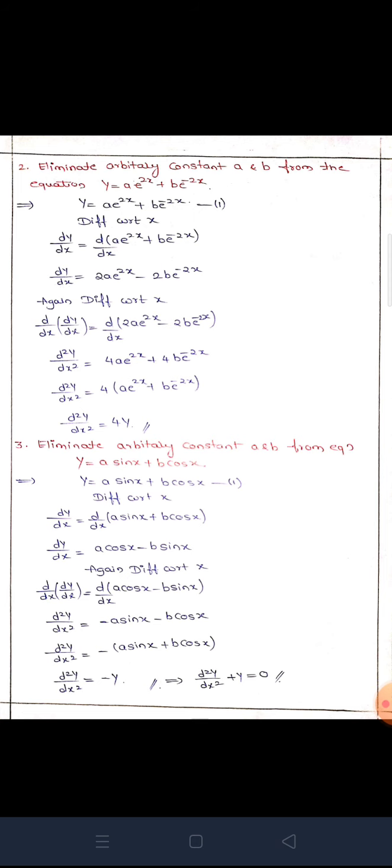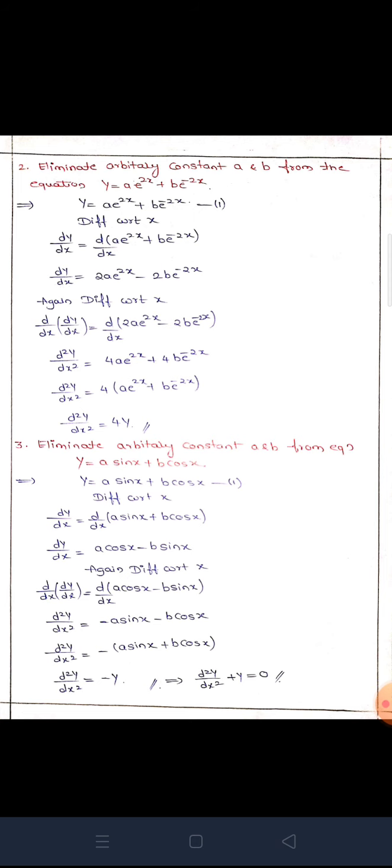Then differentiate the above equation once again with respect to x. That is dy by dx. You have to again differentiate. So differentiation of dy by dx is equals to differentiation of 2a e raised to 2x minus 2b e raised to minus 2x. So d square y divided by dx square is equals to 2 into 2 is 4. So 4a e raised to 2x, minus into minus it becomes plus. So plus 4b e raised to minus 2x.